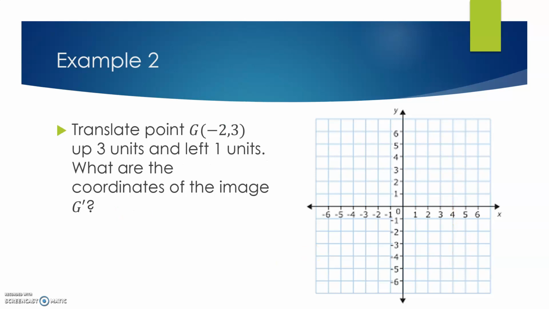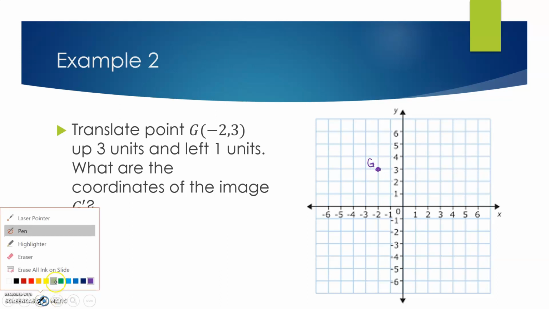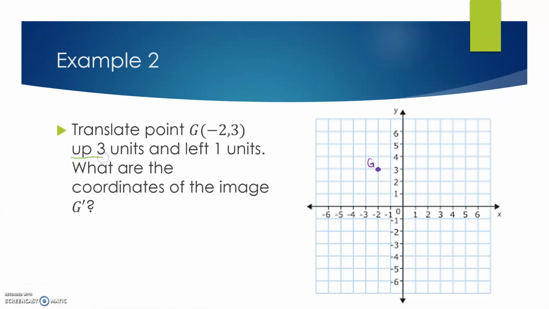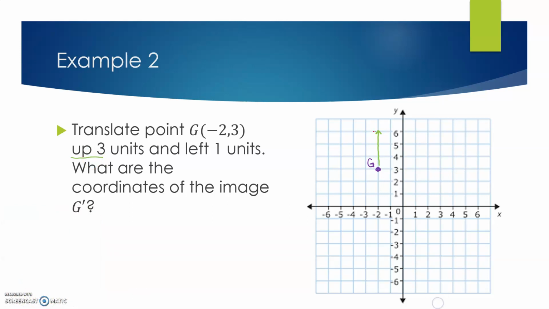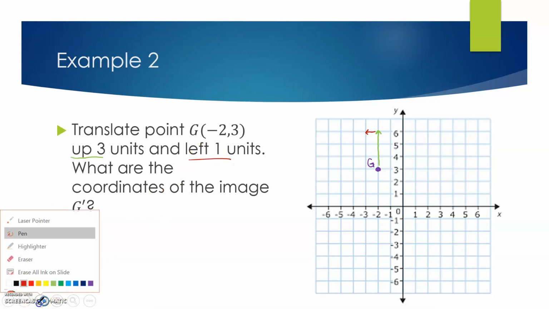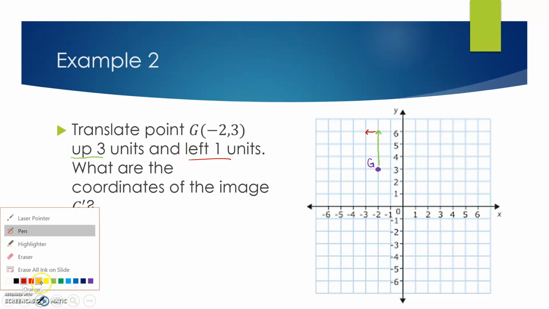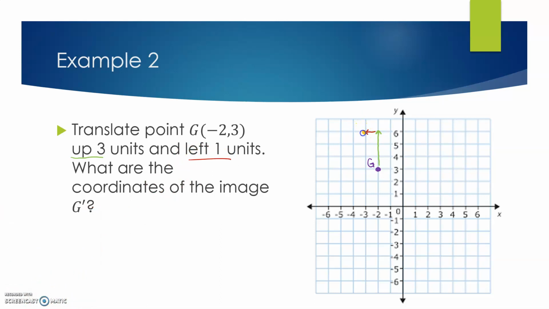Translate the point G of -2, 3. So here's point G. Translate it up 3 units. So I'm going to do that. I'm going to go 1, 2, 3. And left 1. Oops, I already used purple. Let's use burgundy. And left 1. And that's going to give me my new point. And I'm going to call that G prime.